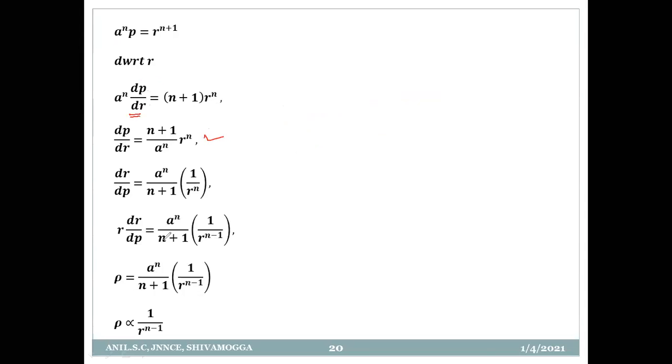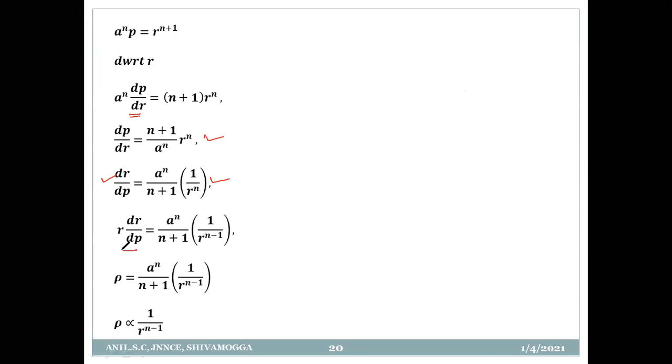And what is required is dr by dp. Therefore, take the reciprocal of this. The reciprocal of dp by dr is dr by dp, which is a power n divided by n plus 1 into 1 over r power n. Interchange the numerator and denominator. Now multiply both sides by r. So r into dr by dp is equal to a power n divided by n plus 1 into r divided by r power n.